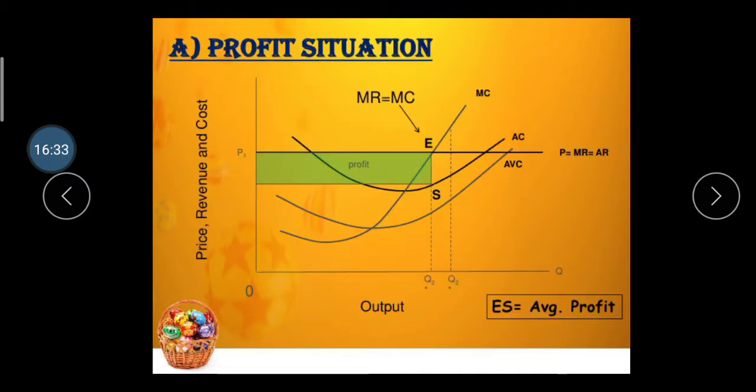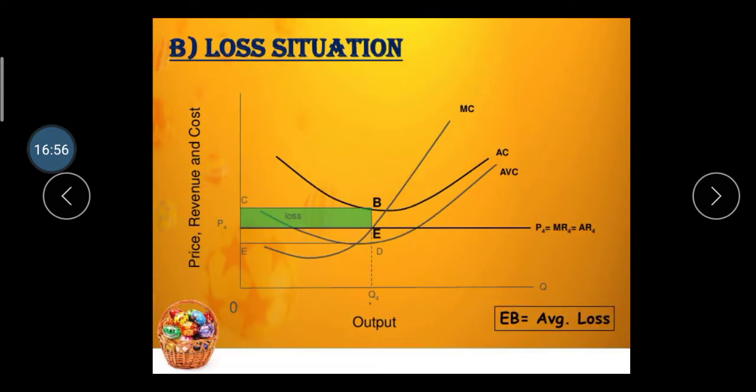So first, here you see the profit situation. Here the curves considered are the marginal cost curve, average cost curve, average variable cost, and the marginal revenue curve. So here you see the marginal revenue is higher than the marginal cost, so there is a profit situation in the short run. Okay. Then after, here you see the loss situation.